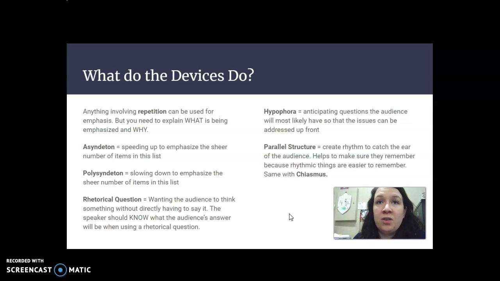So anything that involves repetition, you would mention emphasis, okay, for the most part. I mean, there are other possibilities for why you would use repetition, but for the most part, you're trying to emphasize or draw attention to something.